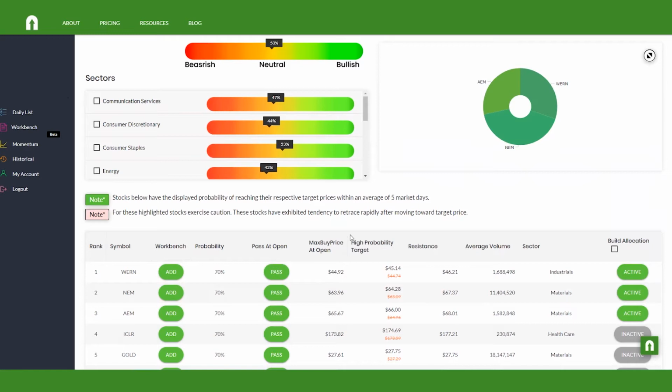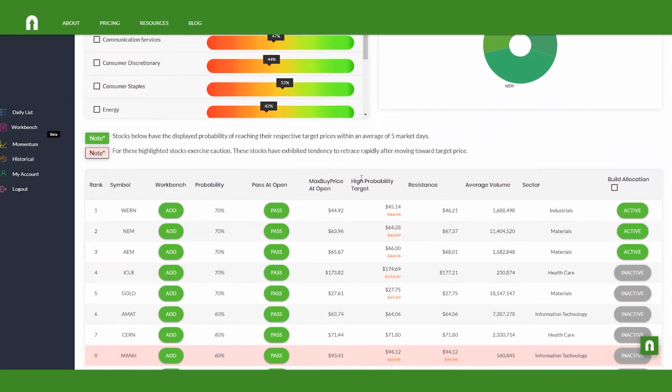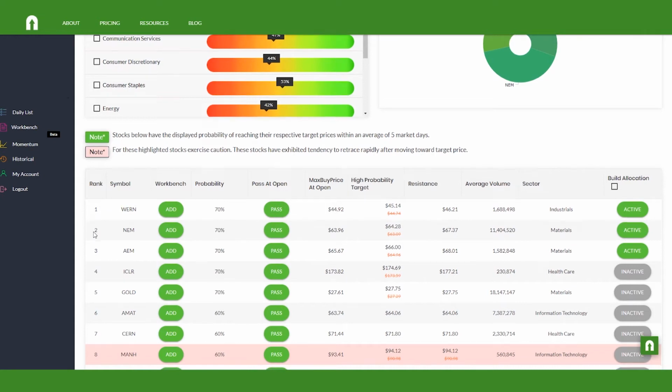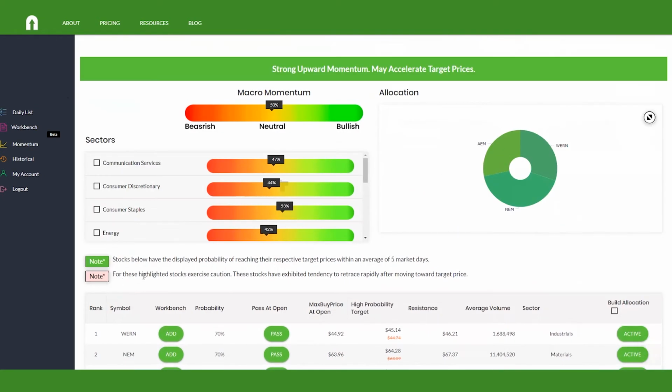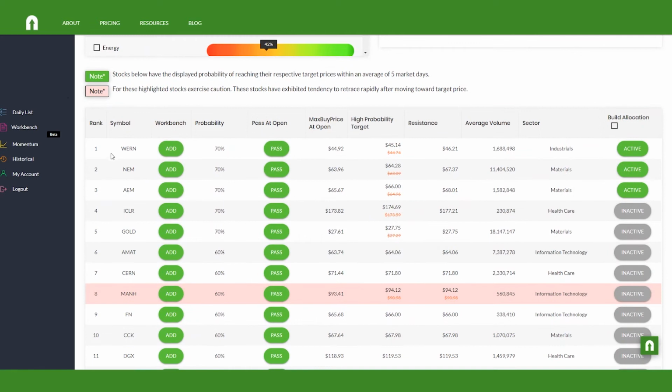So let's just start on the left and go to the right here. We'll talk about each particular thing. So rank, this is literally their number 1 pick. This is literally their number 14 pick. So starting at the top, that's your highest odds of hitting the probability, high probability targets there.